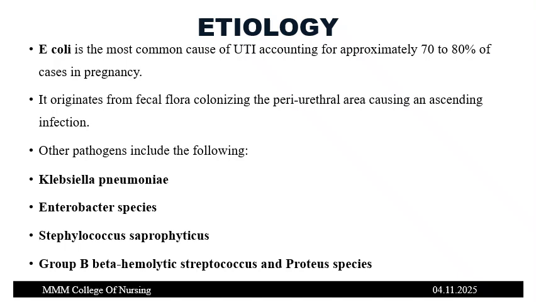Etiology: E. coli, that is Escherichia coli, is the most common cause of UTI, accounting for approximately 70 to 80% of the cases in pregnancy. It originates from fecal flora, colonizing the periurethral area, causing an ascending infection. Other pathogens include the following: Klebsiella pneumoniae, Enterobacter species, Staphylococcus saprophyticus, Group B hemolytic streptococcus, and Proteus species. These are some of the organisms that cause UTI.